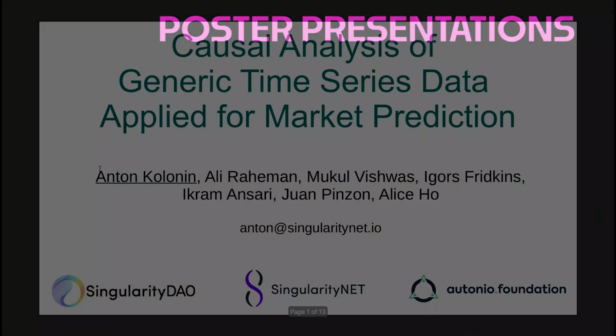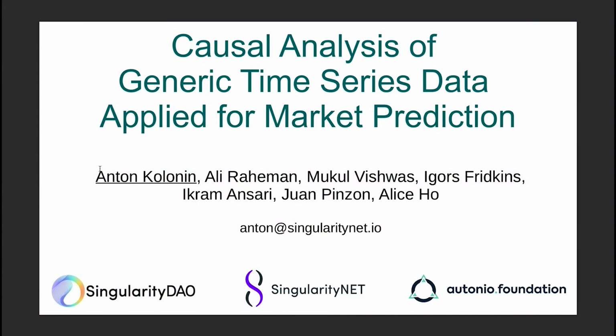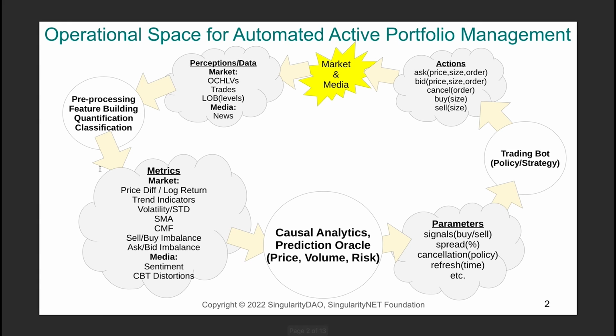My name is Anton Kalonin, and I'm going to present our work on causal analysis of generic time series data applied for market prediction. The goal of our work is to provide the causal analytics framework for a prediction oracle capable of providing predictions for price, volume, and risk for the purpose of automated active portfolio management.